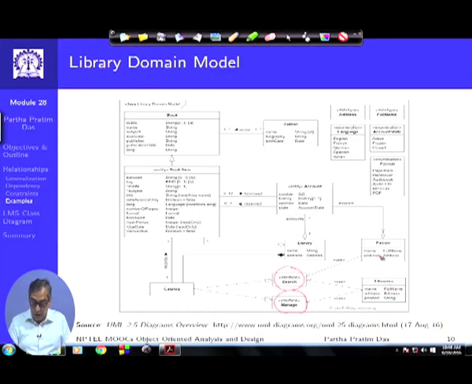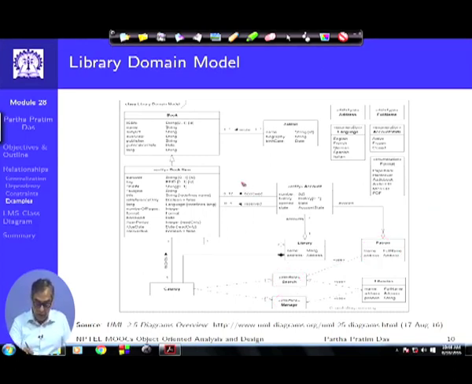So, how does a patron relate to the search interface? It is through this use dependency. The patron needs to use the search interface to be able to perform the search activity. So, this is how all this can be done.